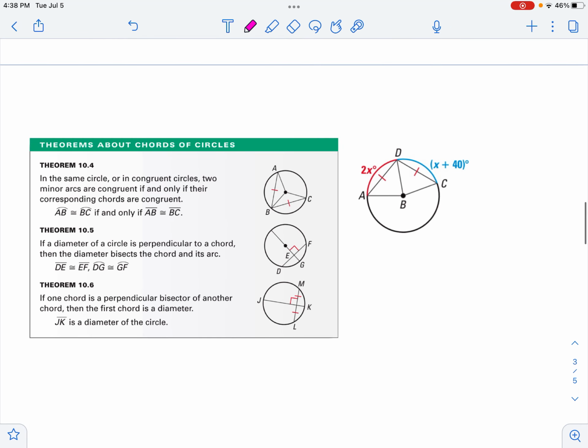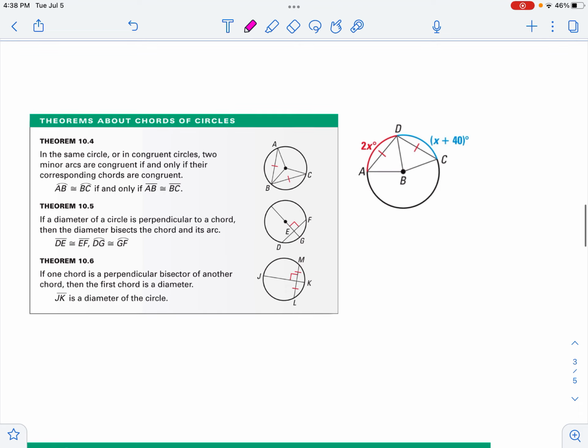Okay, now let's look at some theorems here. In the same circle or in congruent circles, two minor arcs are congruent if and only if their corresponding chords are congruent. Okay? So look at this. I've got an example here. Notice we've got this chord and that chord are congruent. Therefore, the arcs are congruent.